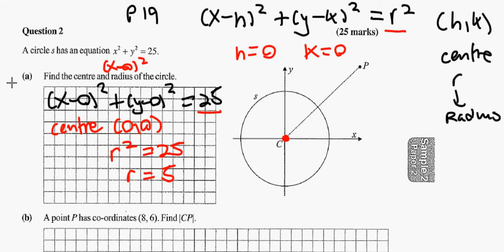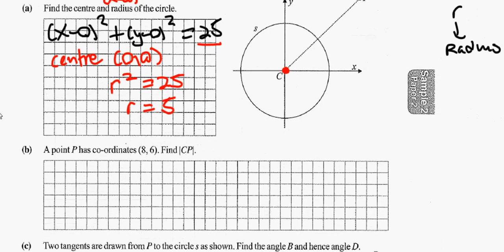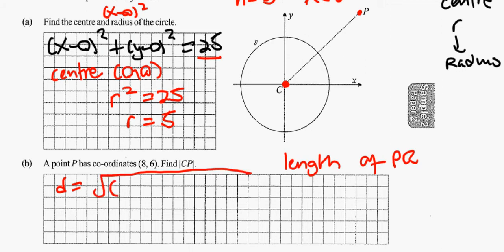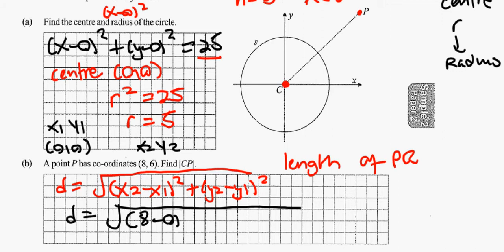Now, the point P has coordinates 8, 6. Find CP, the length of C to P. These two vertical lines here mean the length of C to P. So you're going to find out what the length is here. You're going to go to your formula and find the distance formula for the length of PQ, the distance between 2 points. So the distance is the square root of x2 minus x1 squared plus y2 minus y1 squared. We're going to put in 0, 0 as x1, y1, and 8, 6 as x2, y2. So d will equal the square root of 8 minus 0 squared plus 6 minus 0 squared.